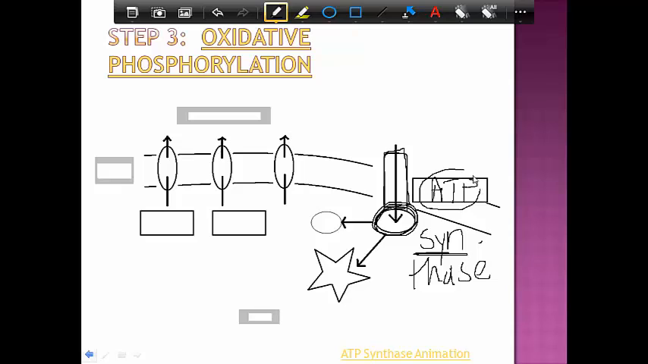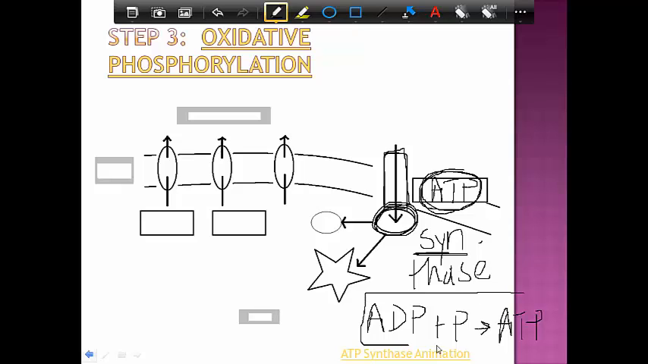And what are we making? We're making ATP. So what this enzyme does is speed up the reaction of taking ADP and adding a phosphate to make ATP. That's our reaction. So ATP synthase makes this reaction happen. There's ADP and phosphate sitting here in the matrix, and the ATP synthase makes it actually go quick enough.